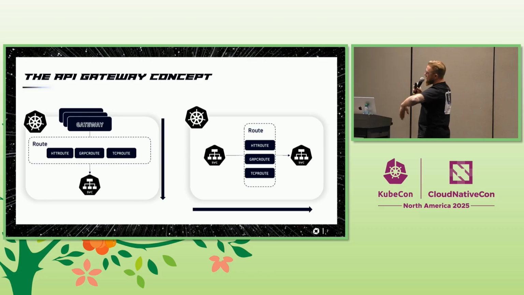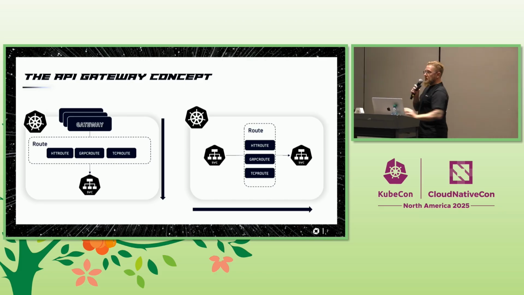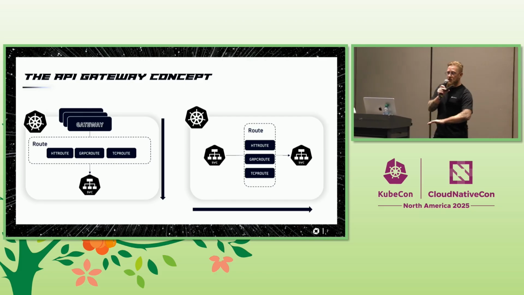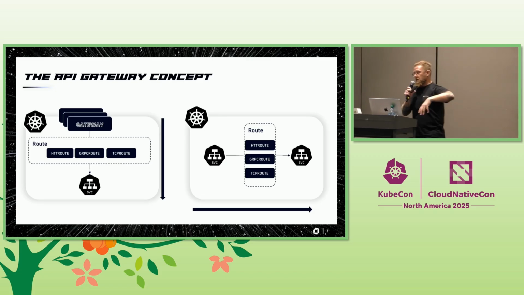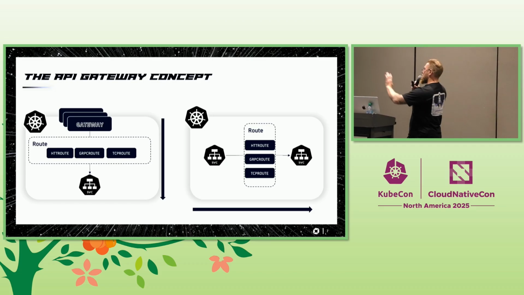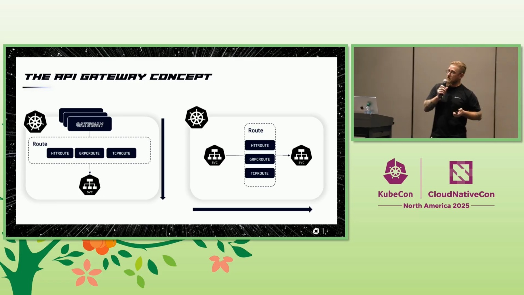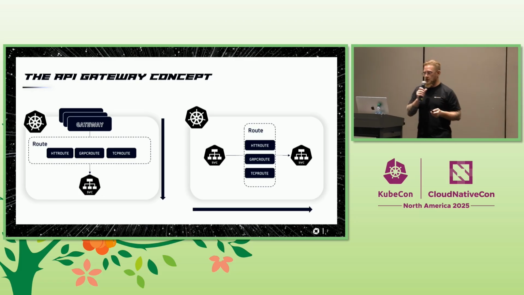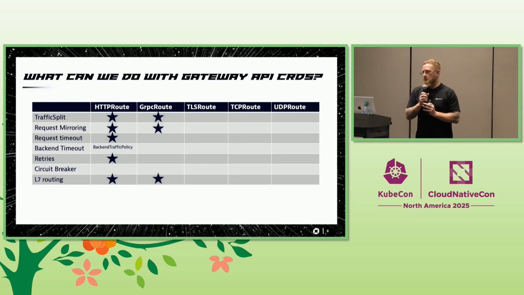And then we have the other pieces, which is more on the GAMMA initiatives, where you can now have east-west communications, where you can have an HTTP route, where the source of the traffic is a service, and the backend will be another service, which is exactly what we want to achieve with service meshes. But there are some limitations.